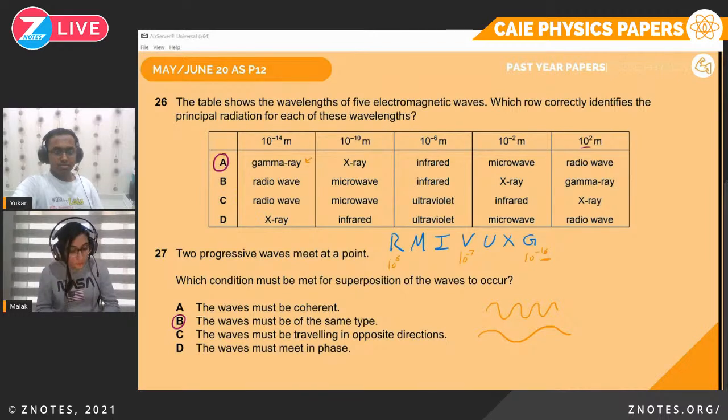Which two progressive waves meet at a point? Which condition must be met for superposition of the waves to occur? The waves must be coherent. No, they don't have to be. It can be a wave with very high frequency and a wave with very low frequency, and they can still both interfere with each other. The waves must be the same type. That is true. You cannot have water waves interfere with sound waves. That does not make sense. They both need to be of the same type, which means B is the correct answer. On to the next question.